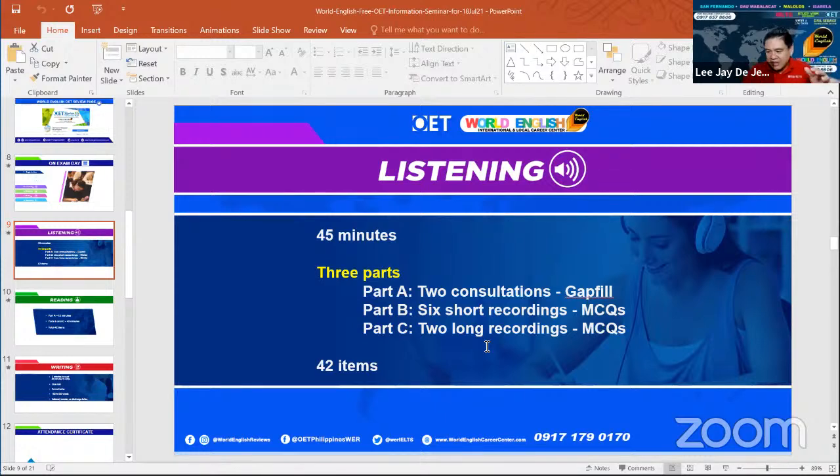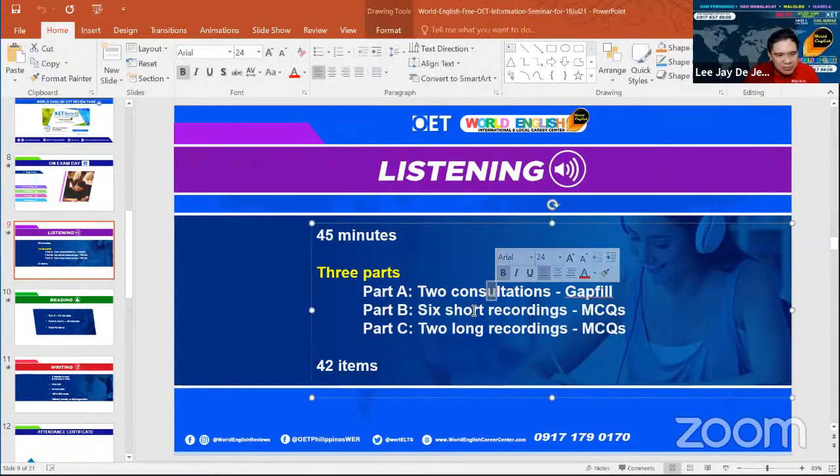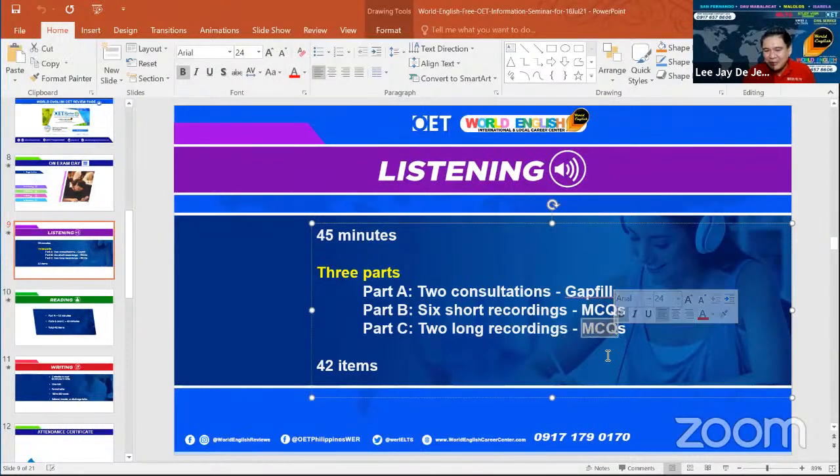IELTS, it's 9, 8, 7, 6, 5. So part A, consultations. Part B, 6 short recordings related to the workplace. And then part C, 2 long recordings, usually some kind of medical discussion or medical lecture. Yung pong MCQs, hindi yan metro-wide community quarantine. These are multiple choice questions. So part A is always a fill in the blanks, and parts B and C are always multiple choice. So at least it's easier to anticipate what kind of tests will come out.